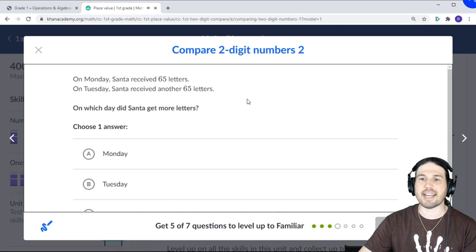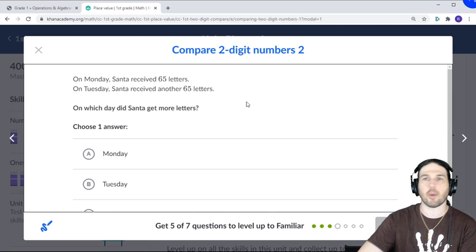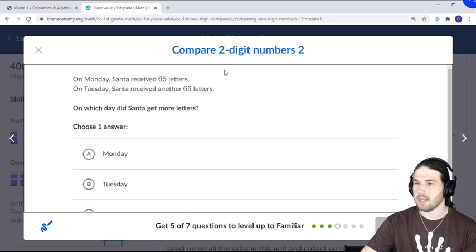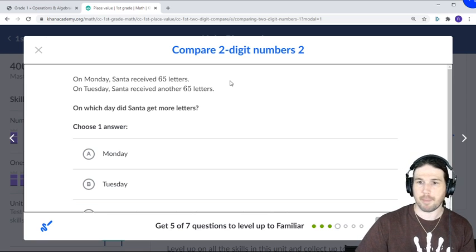On Monday, Santa received 65 letters. Oh, hey, we are coming up on December. That's true. I'm going to make some eggnog pretty soon. It's definitely an adult beverage the way that I make it.